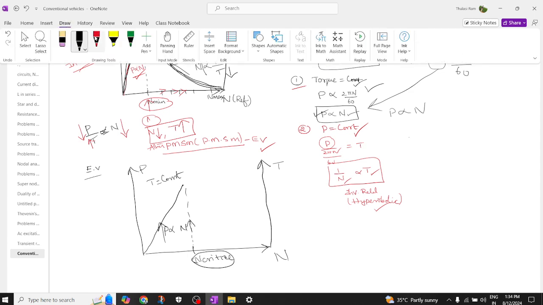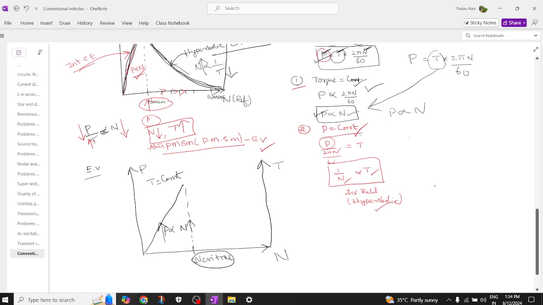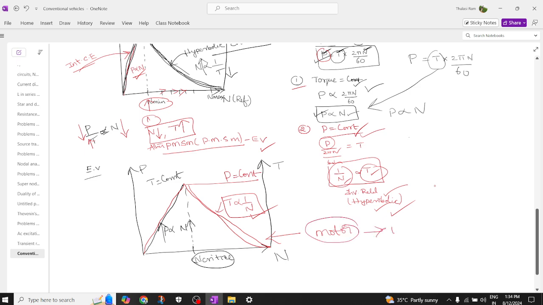Next, I'm taking the case where power is constant. When power is constant, what is the relation we are going to have? Torque and speed have an inverse relation. Power is constant and the vehicle experiences inverse characteristics like this. Torque and speed are inversely related, connected with hyperbolic characteristics. This is the resultant characteristic exhibited by a vehicle which uses a motor, which is nothing but an electric vehicle.